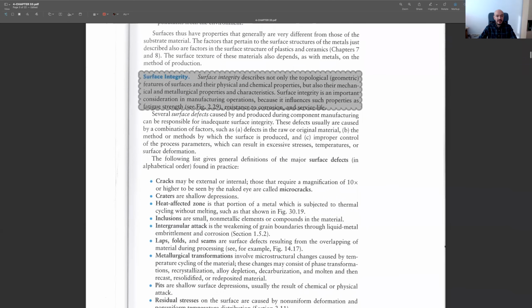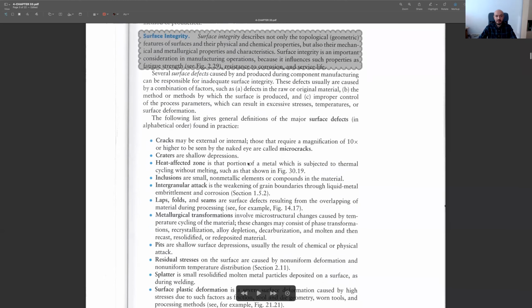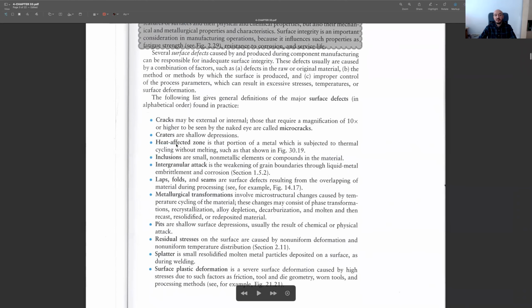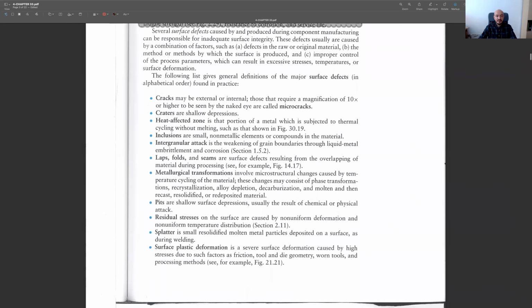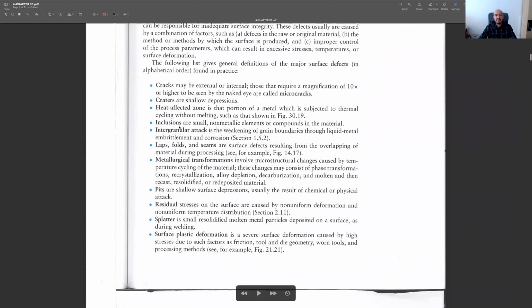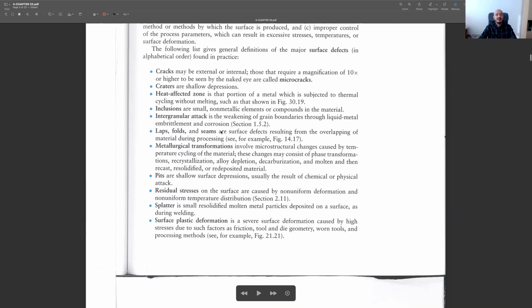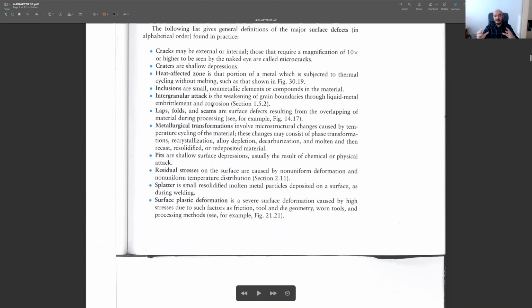And on the surface, we may have some defects. What are the type of defects? We may have some cracks on the surfaces, sometimes internal or external. We may have some craters on the surface. We may have heat affected zones, inclusions of various materials, elements inside, intergrain attacks between grains inside.